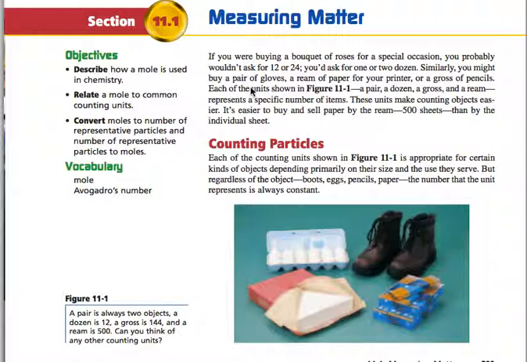Similarly, you might buy a pair of gloves, right? 2 gloves. A ream of paper for your printer. This is a ream of paper here. Or a gross of pencils. Here's a gross of pencils. Each of the units shown in figure 11.1, a pair, a dozen, a gross, and a ream, represents a specific number of items. These units make counting objects easier. It's easier to buy and sell paper by the ream. A ream is 500 sheets of paper. It's easier to sell it by the ream than by an individual sheet.